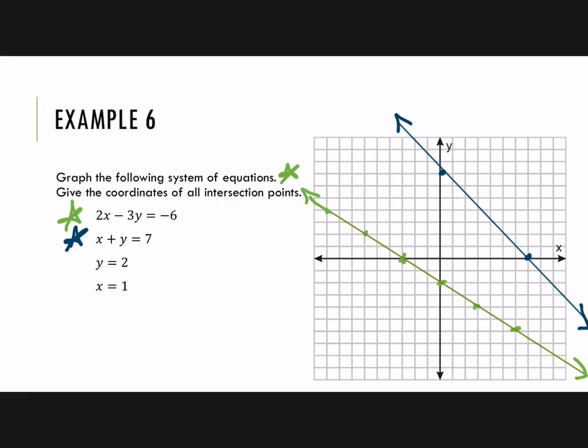Alright, then y equals 2. Because it only has one variable, this is either going to be a vertical line or a horizontal line, and this one is horizontal. So remember that y equals is horizontal, x equals is vertical. So I want to go to the y-axis, find where y is 2, right here, and then just draw a horizontal line through that point.